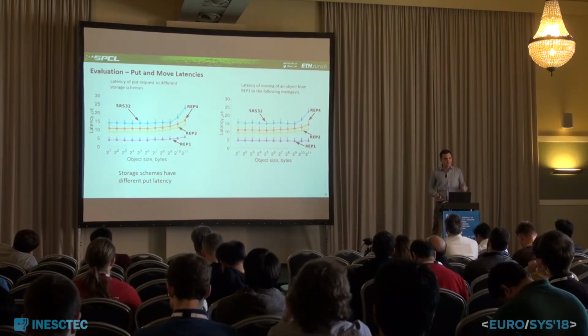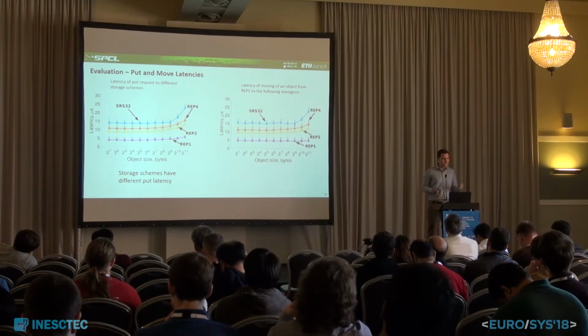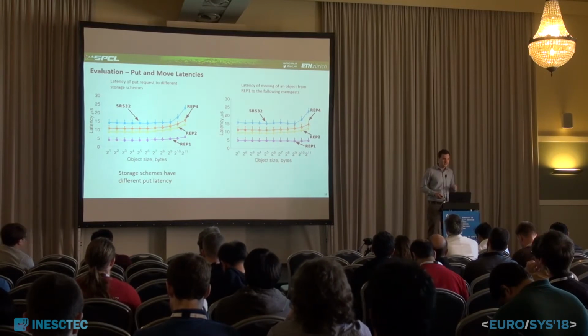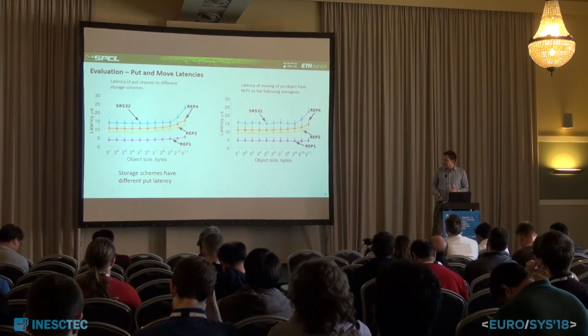And the reason for this is that when the client sends a move request, he doesn't send the data to the key value store because it already has it. That's why it pays off more when you have larger objects.